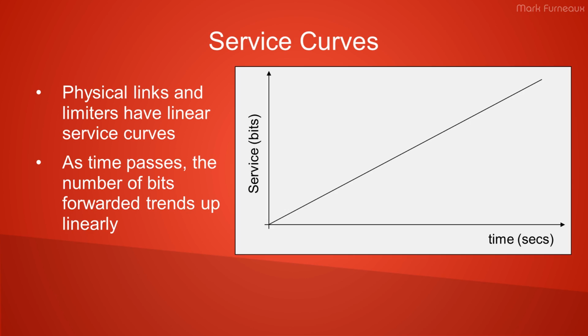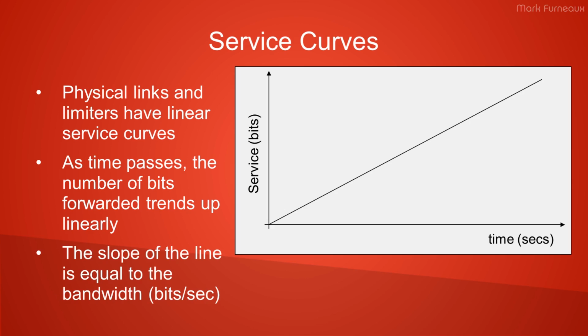So if you have a 50 megabit per second link and you send traffic constantly at 50 megabits per second, then the number of bits that are transmitted in total will go up in a linear fashion. And as a quite nice result of this, the slope of that line is actually the bandwidth of the link, right? Because of course we have bits on the y-axis and seconds on the x-axis, and slope is rise over run, so it's bits per second. So the steepness of that line is the bandwidth of that service curve.